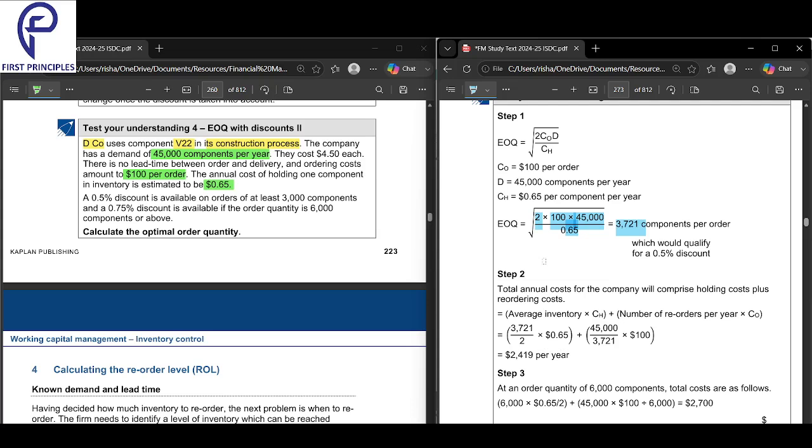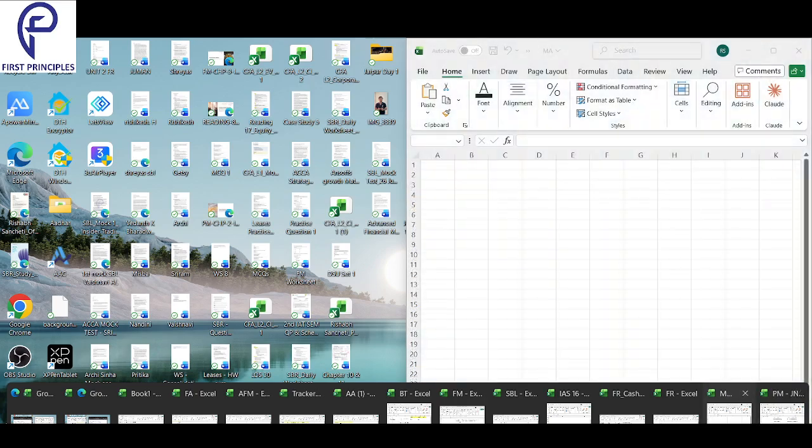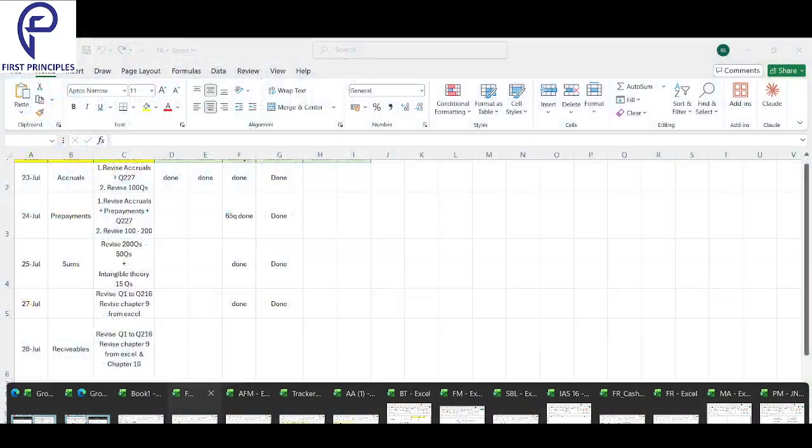But now they have told us that a 0.5% discount is available if you order 3,000 components, and 0.75% if you order 6,000 components. Now they're asking which is the best quantity. What should we do? The best way to solve this is to do it in Excel, and you will get a very easy way to solve it. I'll just solve this and show you.